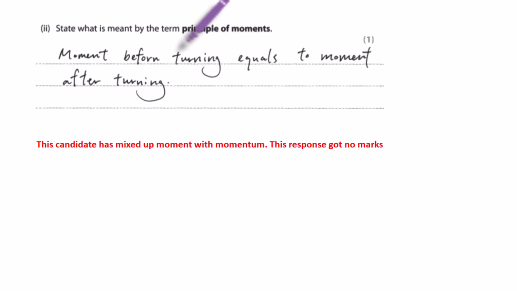So when you're dealing with principle of moments, there is nothing called before turning and after turning. The answer should have been total clockwise moment equals total anti-clockwise moment. So from here, you can see why you should never mix up moment with momentum. These are two completely different concepts.